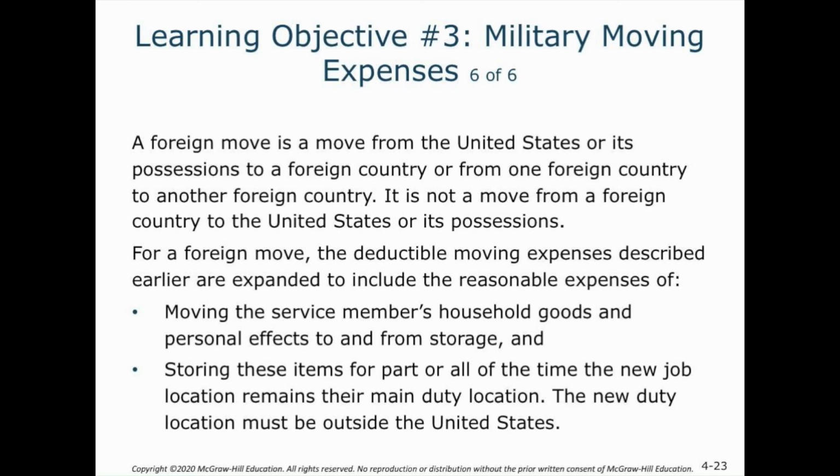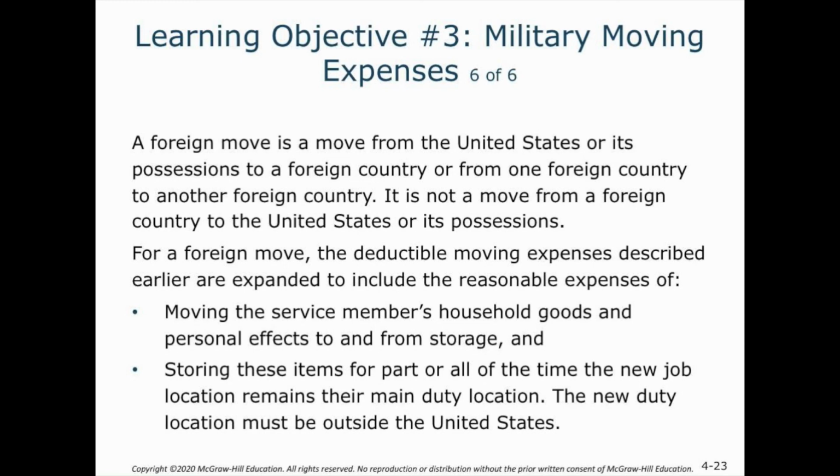The initial move from North Carolina to Germany would be considered a foreign move. The move from Germany to either North Carolina or Florida would not be. And then while you were moving from North Carolina to Germany, you would be able to move household goods into storage. You'd also be able to get the storage for all or part of the time that you were away from those items.